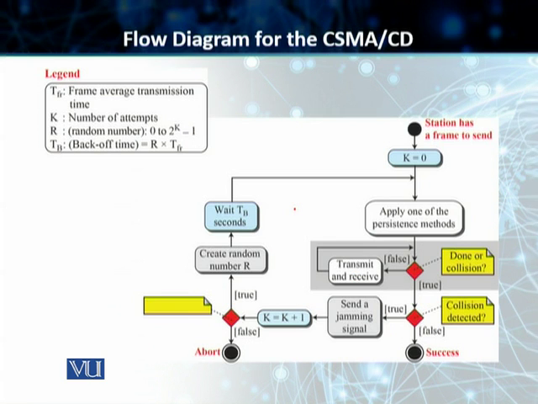Students, this is the flow diagram for the CSMA CD protocol, and it is pretty similar to the one that we use for pure Aloha, except that there are three differences. The first difference is the addition of the persistence method. Students, मैंने आपको I persistent, P persistent और non persistent methods के बारे में बताया था. So basically, we employ this particular persistence method before we transmit anything.